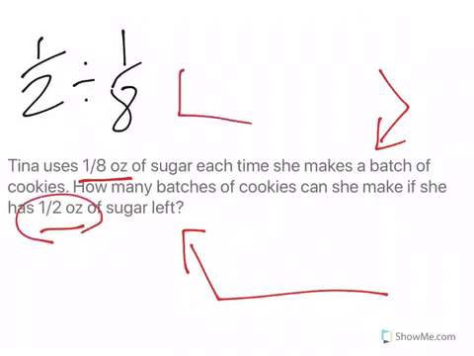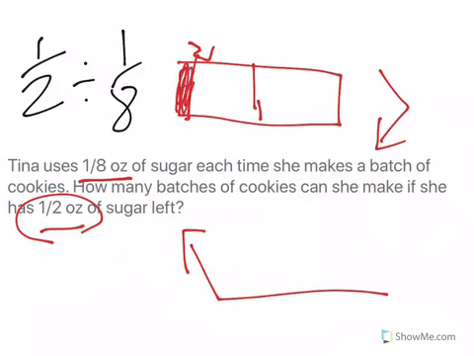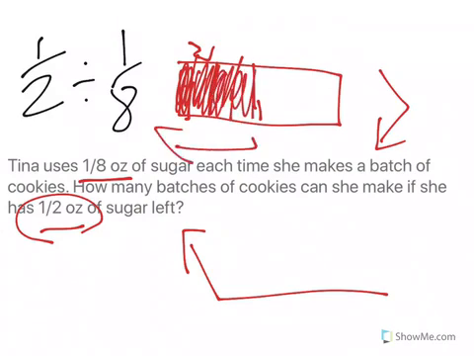If you have 1/2 ounces of sugar, right? And each time that you make a batch of cookies, you're using 1/8. Then you make another batch, you're using another 1/8. Then you're using another 1/8. Then you're using another 1/8, etc., right? You've got to take that half that you have and split it up into the 1/8 ounces. Okay? Give you another quick example.